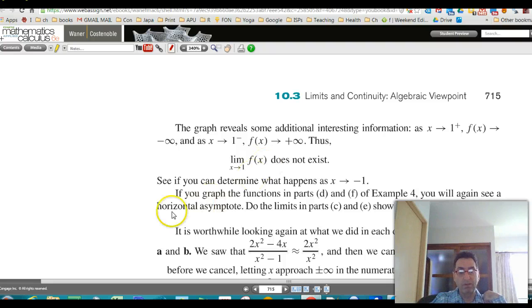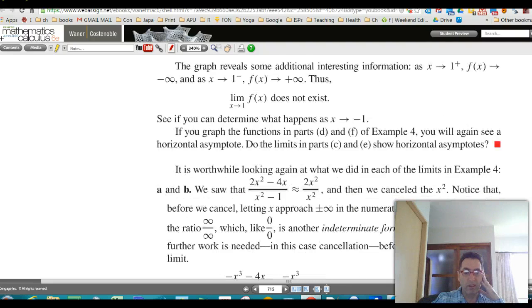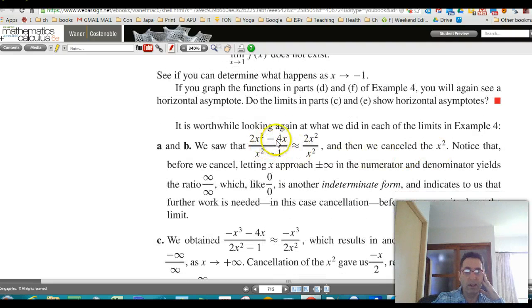We've said that before. See if you can determine what happens as x goes to negative 1. I think it will say it's exactly the same thing. The limit doesn't exist. If you graph the functions in part D and F of example 4, you will again see a horizontal asymptote. Okay, so you can check that. It's worthwhile looking again at what we did in each of the limits in example 4. Okay, let's take a look at that.